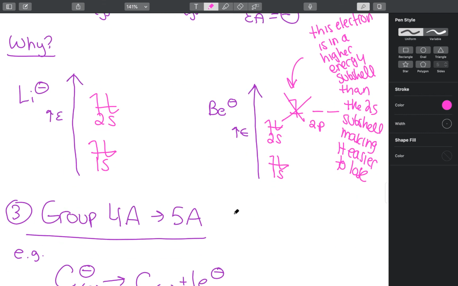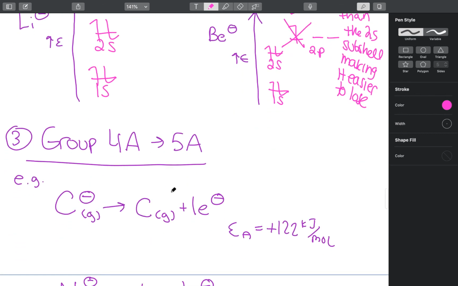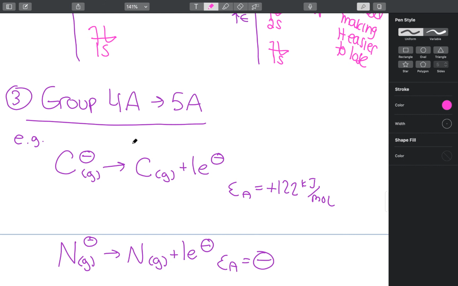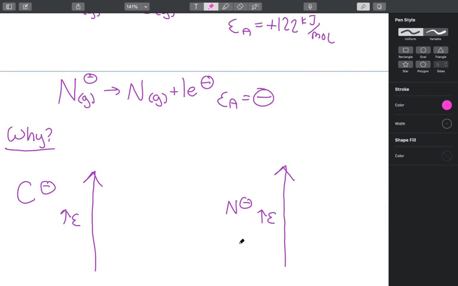So the third exception is seen with group 4A to group 5A. Group 5A has a lower electron affinity than group 4A, which is opposite to what we would expect based on our general trends. So in order to show this, I use carbon and nitrogen. The electron affinity associated with carbon is 122 kilojoules per mole, while the electron affinity associated with nitrogen is negative. So in order to understand this, we have to bring out our orbital diagrams again.